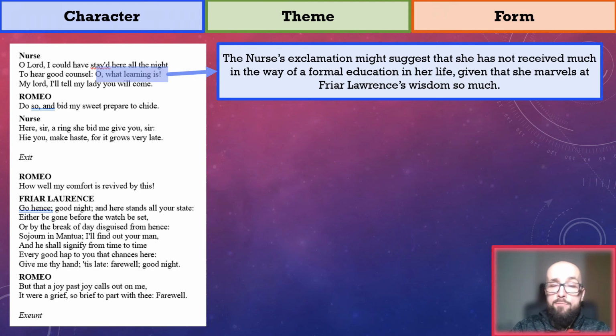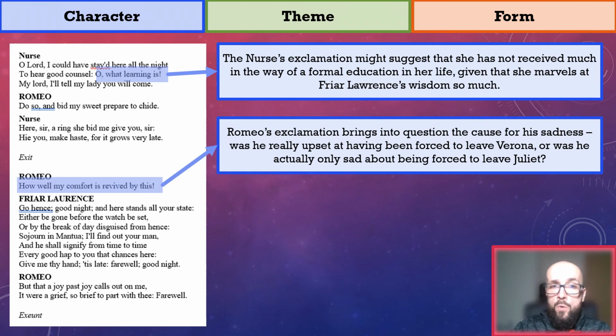Now the nurse presents Romeo with a ring from Juliet, which prompts him to remark, "How well my comfort is revived by this." This exclamation might bring into question the true cause of Romeo's sadness, because although he seems sad about leaving his hometown behind earlier on in this scene, a gesture that indicates that Juliet is not angry with him perks his mood right up. As such, it seems that Romeo was really only sad about leaving Verona because it meant leaving Juliet behind, and had nothing to do with him leaving behind his hometown and all of his friends and family. Romeo really is quite a single-minded character, isn't he?